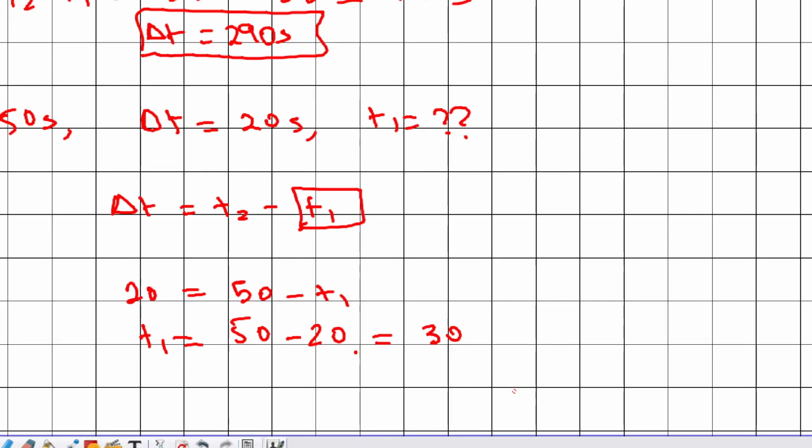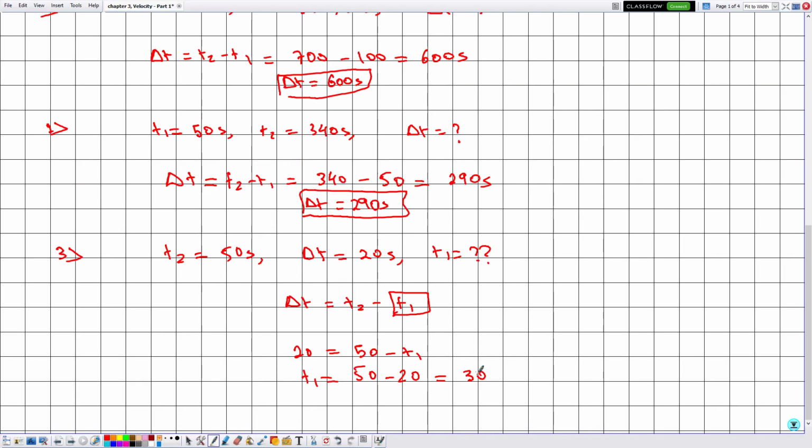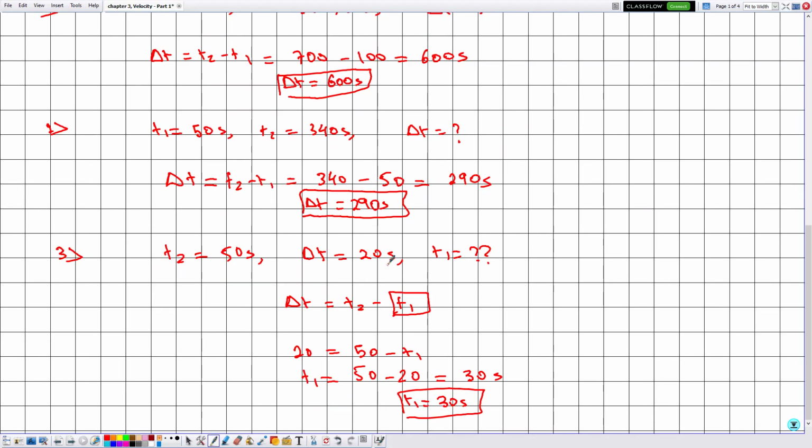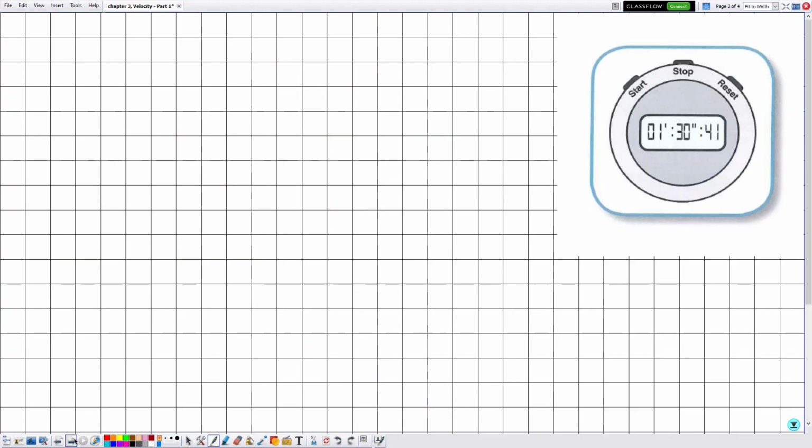Since both 50 and 20 are expressed in the SI, which is seconds, the value of T1 is in seconds. Then T1 is equal to 30 seconds. And this is reasonable because notice that if T1 is equal to 30 seconds, the duration between these two events is 20 seconds. Now let's move to the next section, which is the stopwatch. So section number 2, stopwatch.